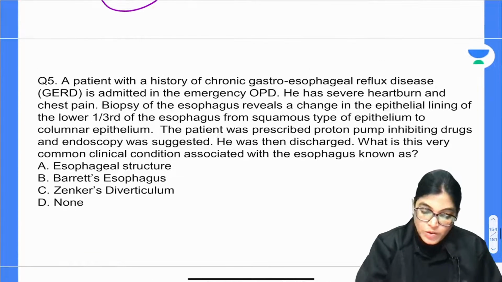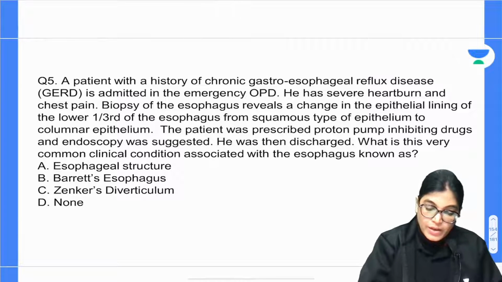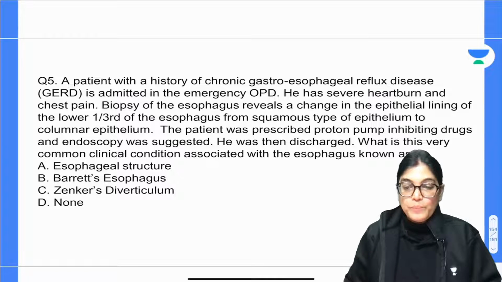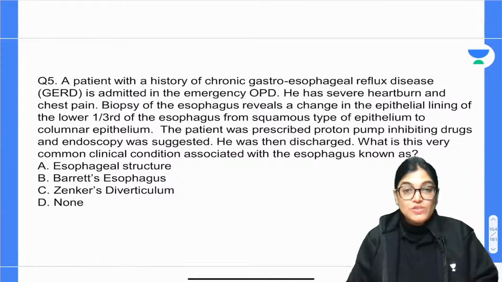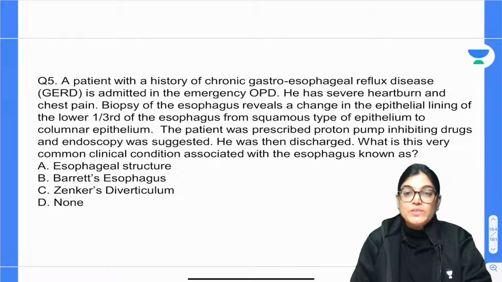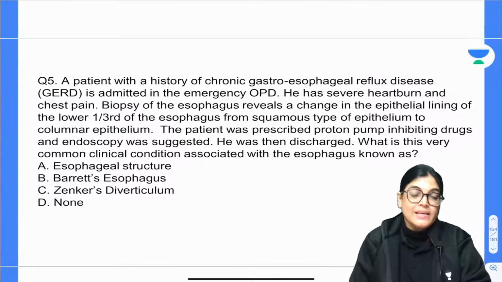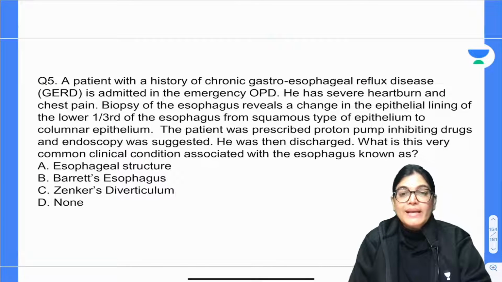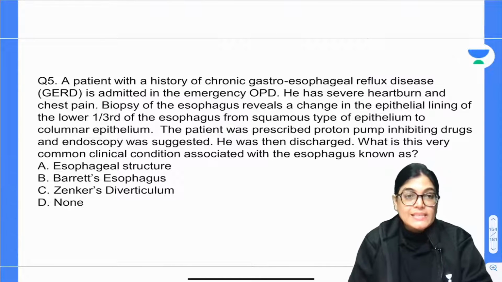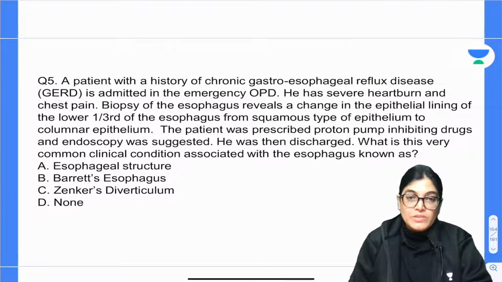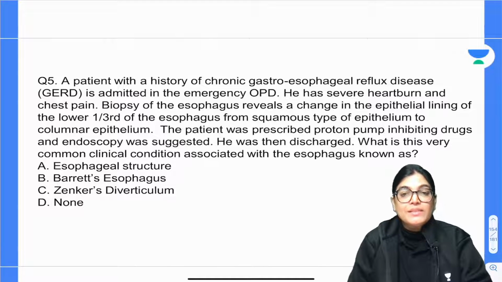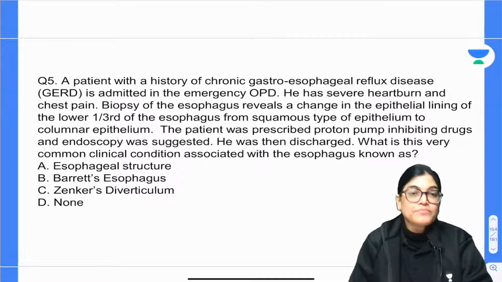Question number 5. Let's move on to the next, that is question number 5. So I will read the MCQ for you. A patient with a history of chronic gastroesophageal reflux disease, GERD, is admitted to the emergency OPD. He has severe heartburn and chest pain.